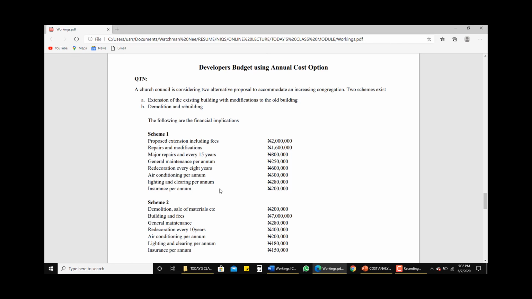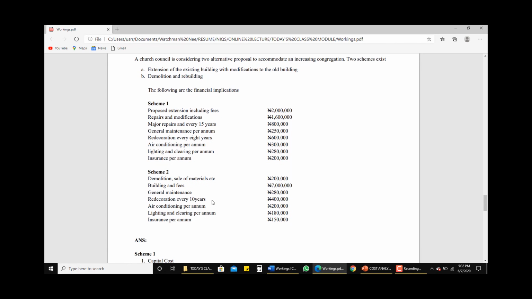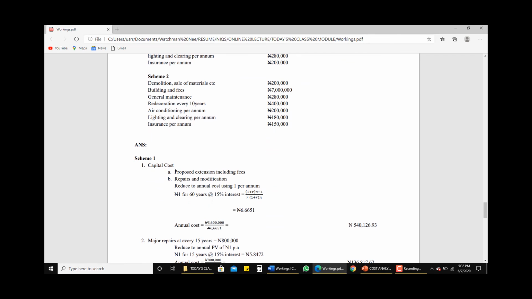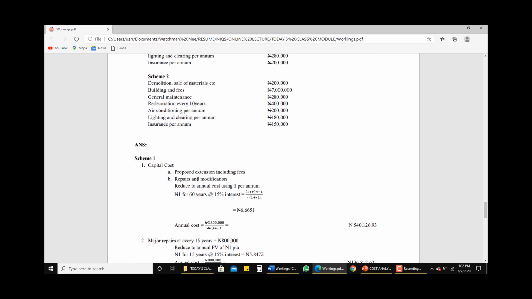I don't want us to cram and just be stereotyped. This is not just a theoretical class, it's for the sake of application, and we are just using this as a basis anyway. So now, how do we go about this? We are preparing a developer's budget, in this case using the annual cost option.